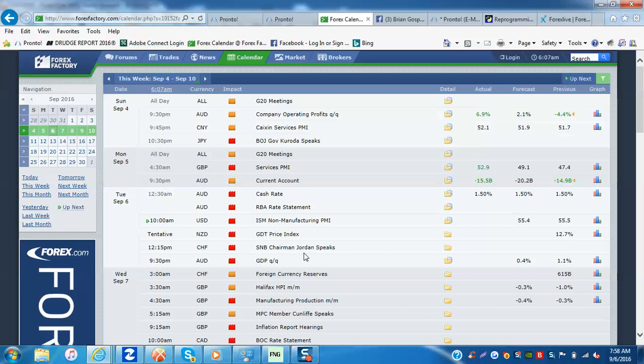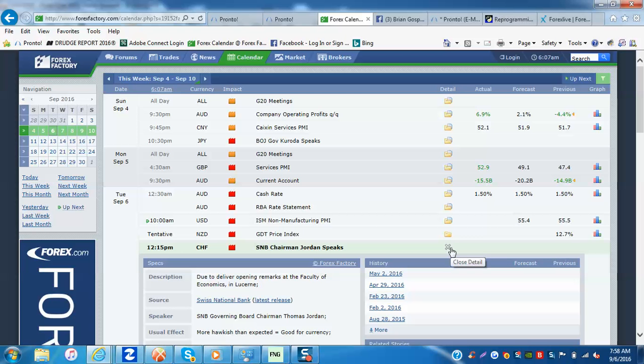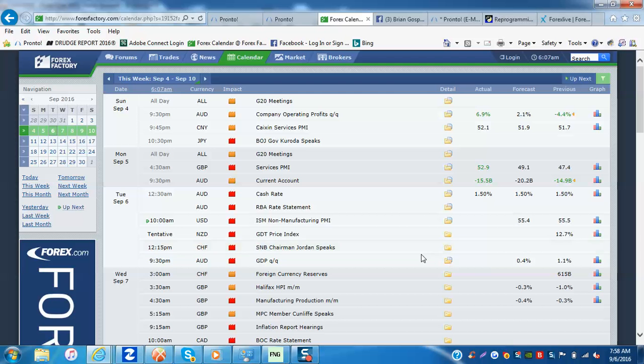At 12:15, we have Swiss National Bank Chairman Jordan speaking. He's speaking at the Faculty of Economics in Lucerne. I don't think it's going to be a policy speech. It's a red level because, of course, it's a bank chairman, but I don't suspect that will be a big mover. But you never know with the Swiss. So for me today, my main focus will be the Australian GDP numbers tonight.